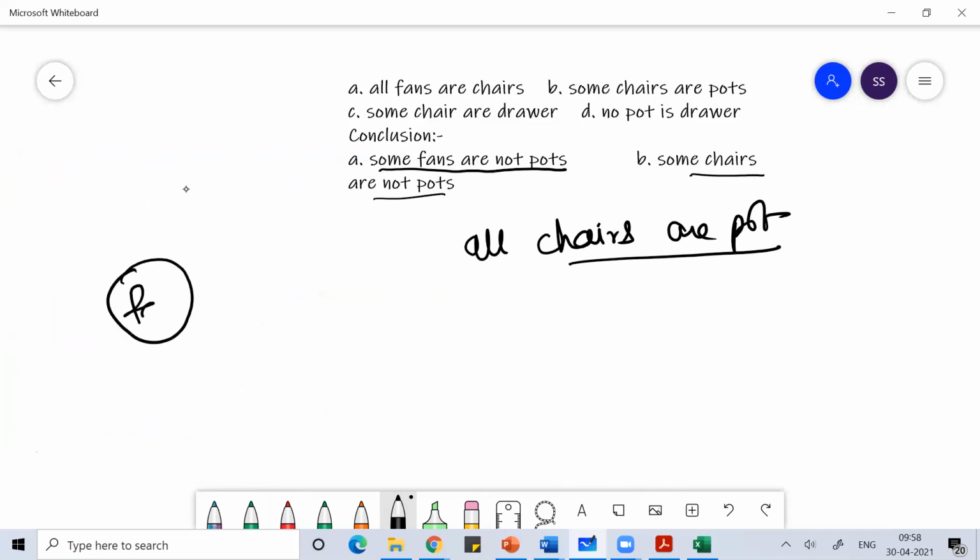How will I do this? This is fan. So all fan are chair. All fan are chair. Then some chairs are pot. So all chairs are pot. So some chairs are pot. Here I would test this: all chairs are pot. Some chairs are pot.